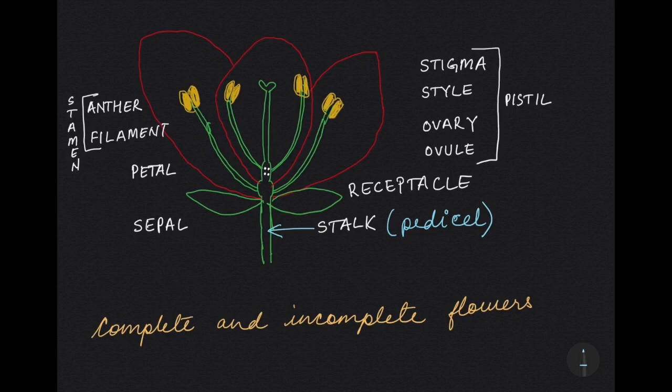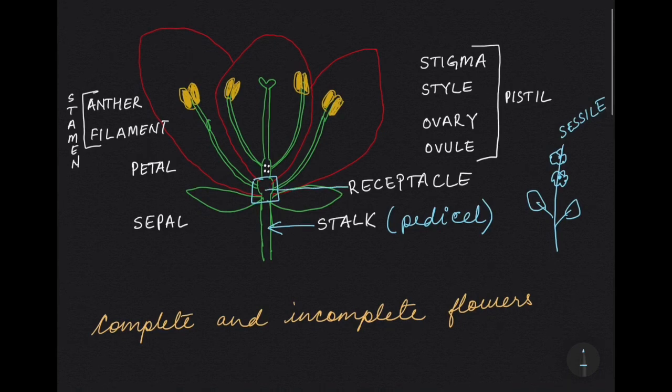Now, in some cases, the flowers may not have a stalk. Supposing this is the stem, you will see that flowers are directly attached to the stem without any stalk. So this type of flowers are known as sessile flowers. Sessile means flowers which do not have a stalk. Now the tip of the stalk is swollen up. You can see this portion here, and it is swollen up. It is enlarged to form a cup-shaped receptacle. Receptacle means the part where the floral structures are born.